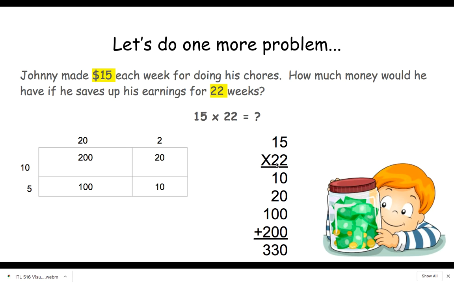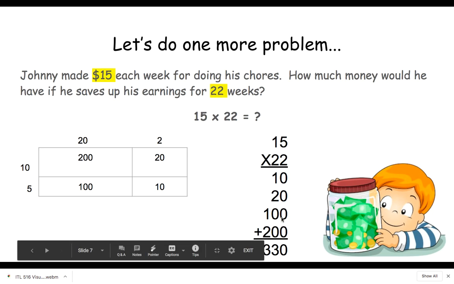Then we move over to the tens. 2 tens times 5 ones will be 100. And 2 tens times 1 ten will be 200. Remember to line them up correctly so you have the correct answer. So we have 0. 1 and 2 tens is 3 tens, 30. And 100 plus 200 is 300. Your answer is $330. Johnny will have $330.